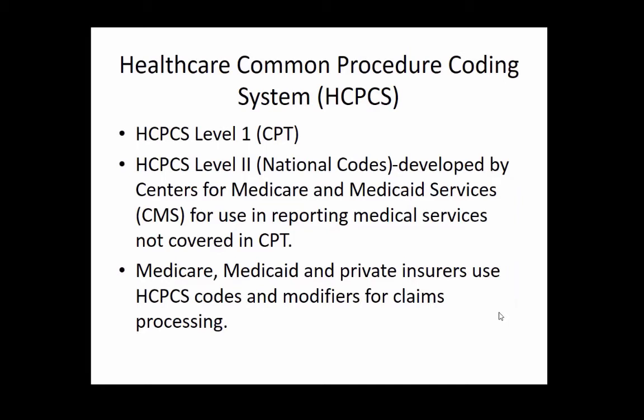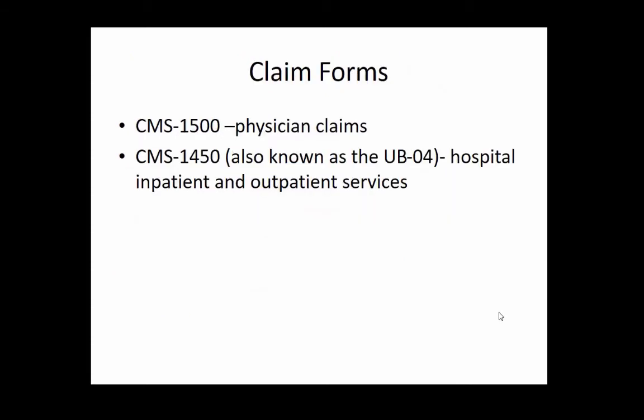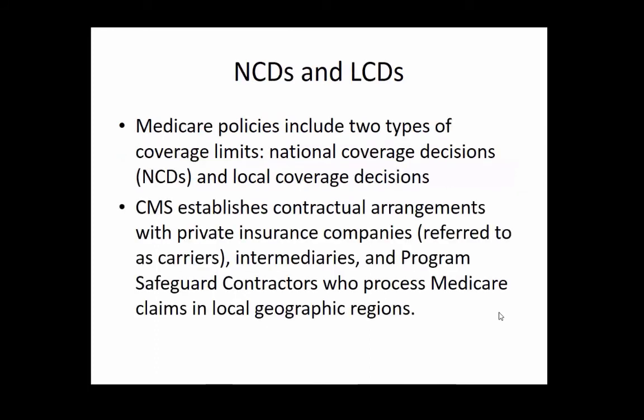This is just reiterating. HCPCS Level 1 is CPT. Level 2 is also called the national codes. And all insurance companies use the HCPCS codes, not just CMS, even though CMS developed them. Medicare, Medicaid, and the private insurers use HCPCS codes and modifiers in the claims processing. And the CMS 1500 claim is used for the physician office, for the physician's payment, and the CMS 1450, also known as the UB04, for hospital inpatient and outpatient services. There are good examples in your textbook of what these claim forms look like.